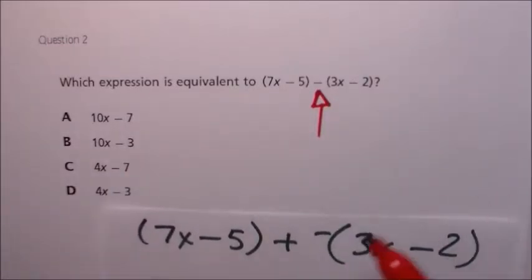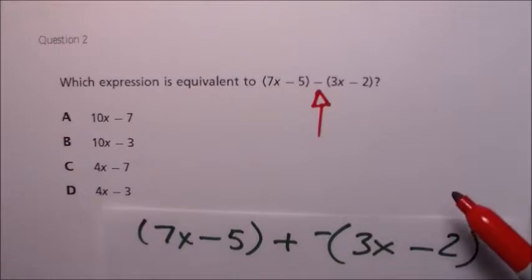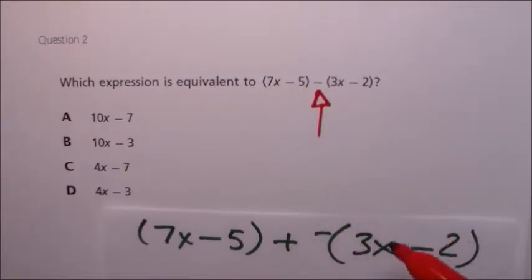The way I think about it is adding the opposite, and you can always add the opposite, right? So adding the opposite would be like multiplying this whole other term by a -1. So you have 7x minus 5 plus -1 times all of this, which is 3x minus 2.